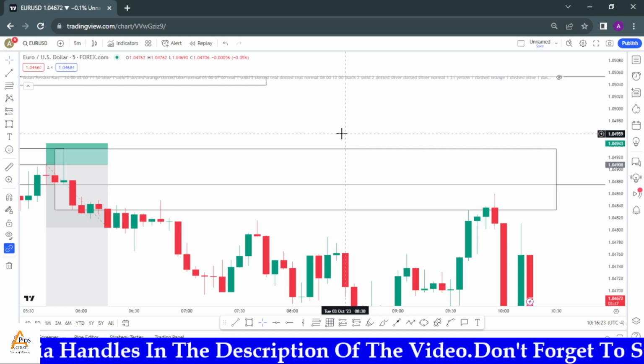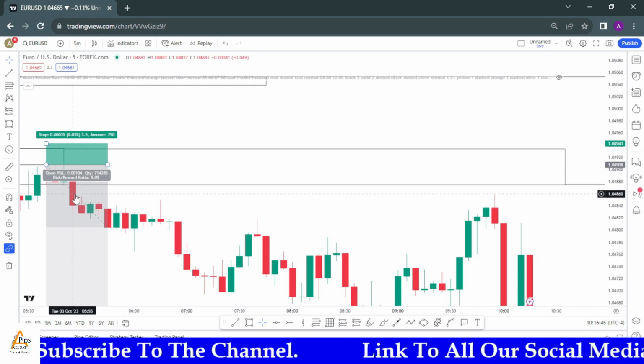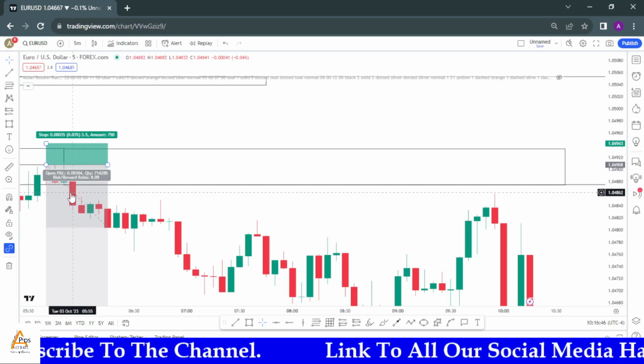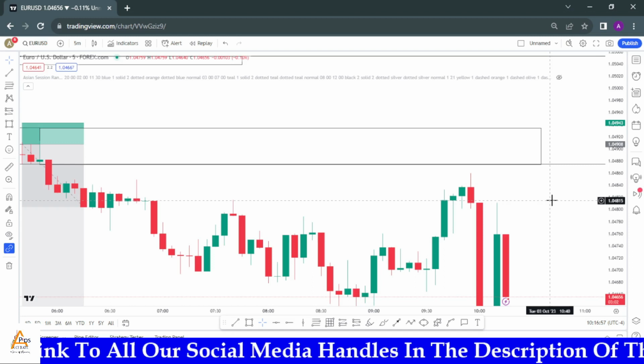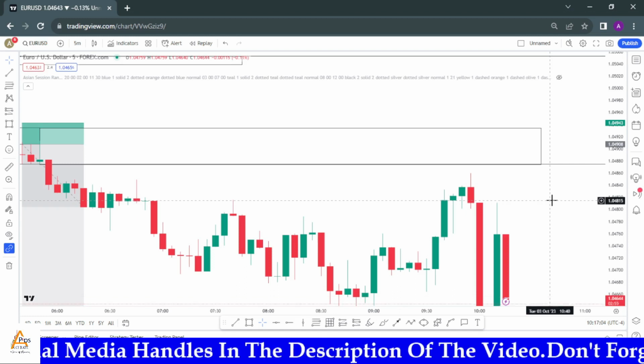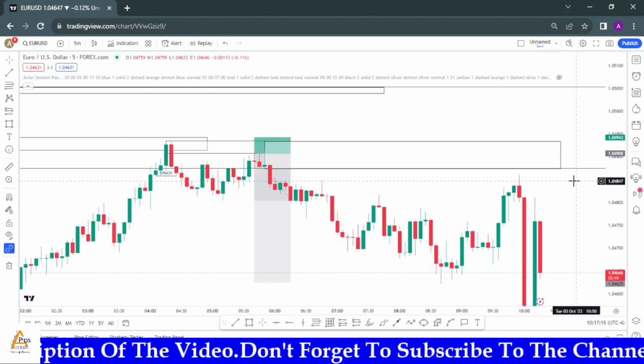All right, so you can see the 5 minutes doesn't have an imbalance over here. So what price did was it took out this liquidity as well and tapped into the imbalance. So remember, I told you imbalance is also a zone. Don't forget that. Just that most of the time it's not advisable to trade only imbalance. It doesn't mean that price cannot reverse within the imbalance. Price can reverse. That's why most people like to take trades from the imbalance as well, which I will not advise you to do most of the time.